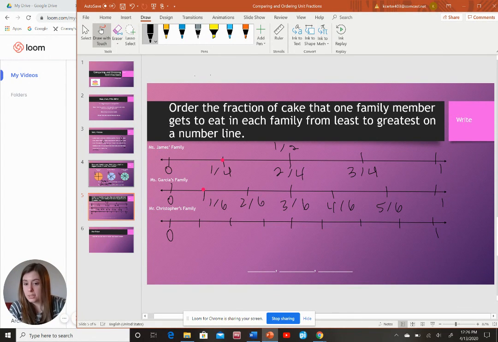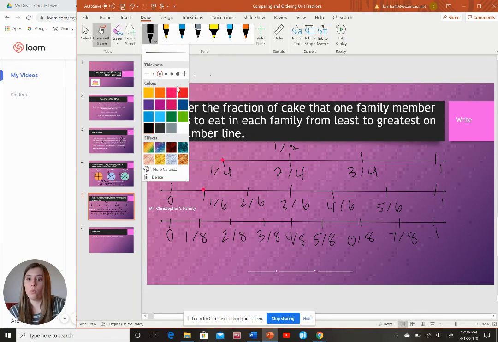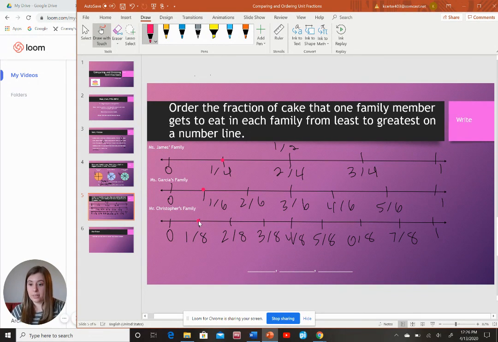Okay, and then I just need to count up. So I have 0, and then I have 1/8, 2/8, 3/8, 4/8, 5/8, 6/8, 7/8, and then 8/8 or 1. Okay, and remember, one person would have eaten that 1 piece or 1/8 of a cake, so I'll label that right here. And those are our 3 number lines.